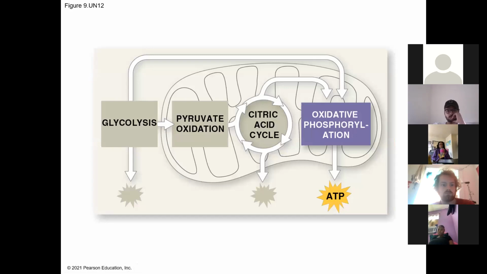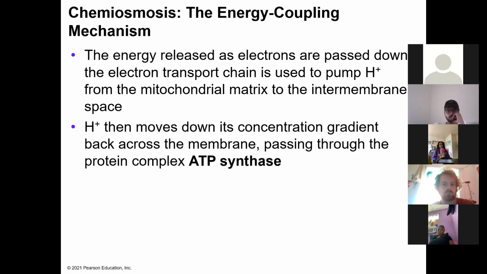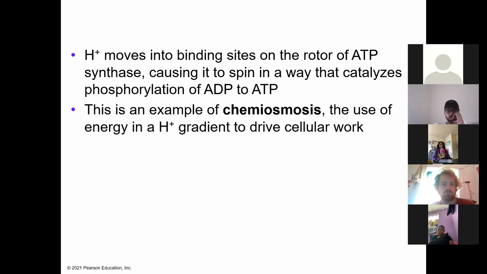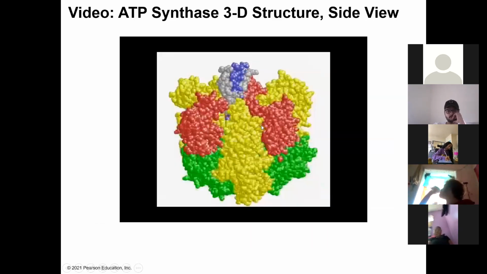You can put it this way, okay? What I really want is for you to watch the animations. Chemiosmosis is actually the creation of a gradient of hydrogen ions. So again, you have the gradient, and when they move down the gradient, they operate this machine.